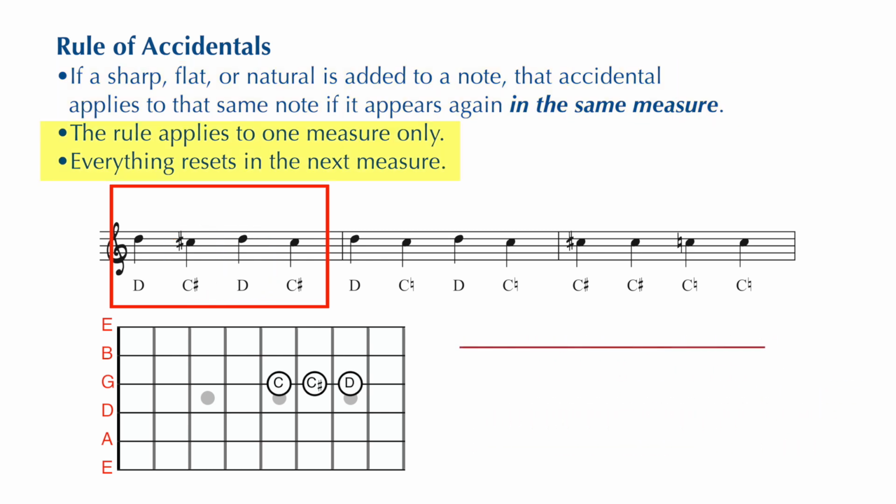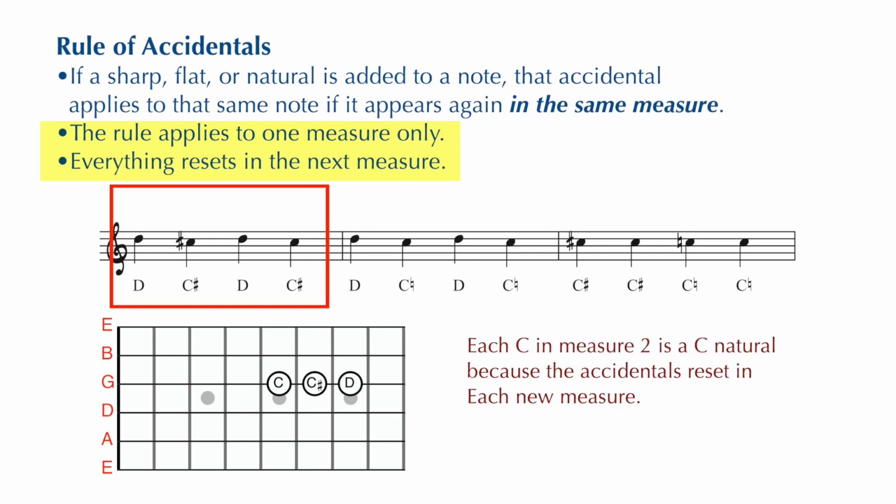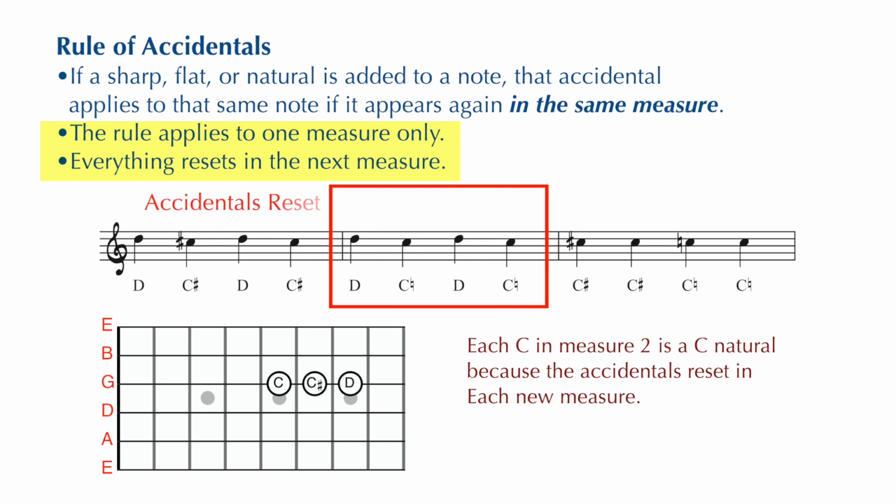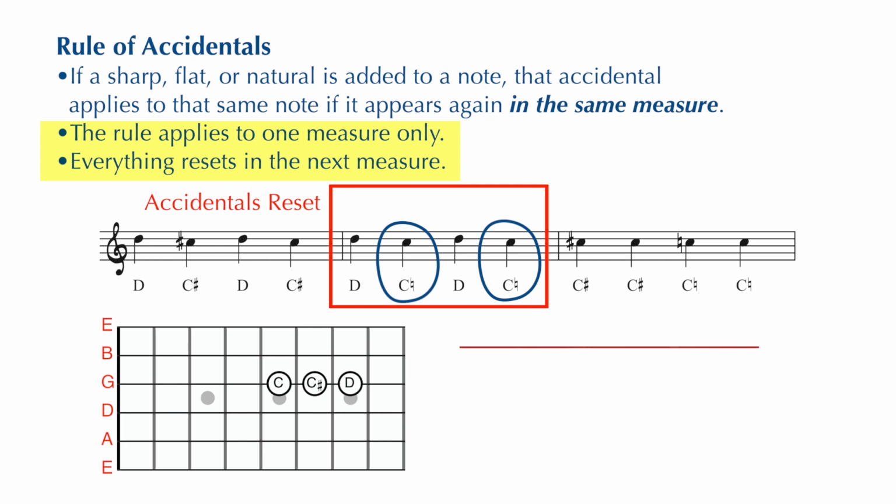And that sharp only applies to the measure in which it appears. Everything resets in the next measure. So while these are C sharps, these are C naturals.